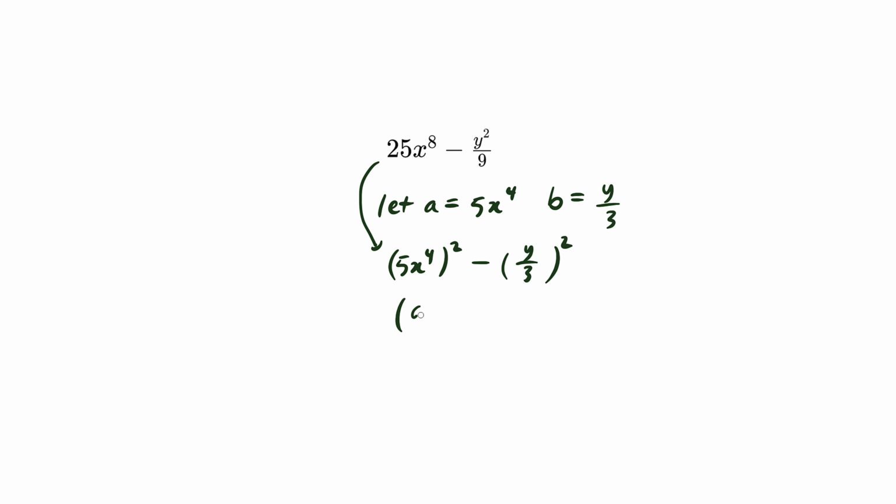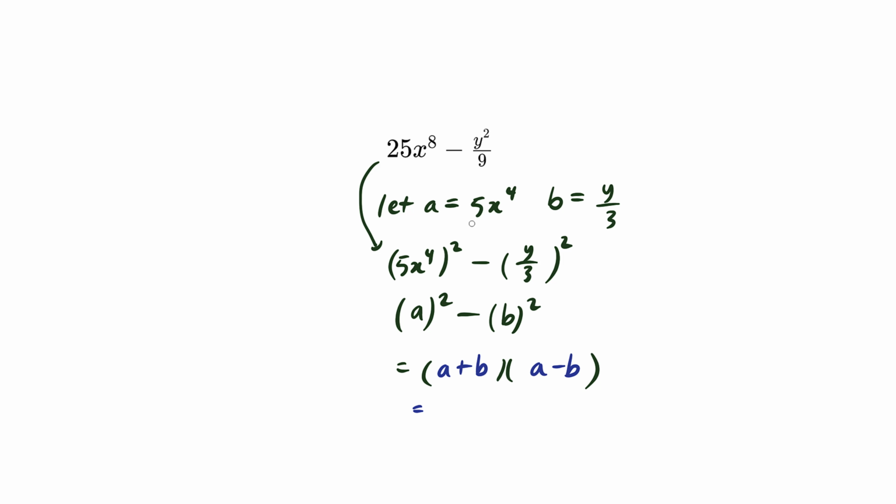And now we can very clearly see the a squared minus b squared, which is the same thing as difference of squares. We have a plus b and a minus b.